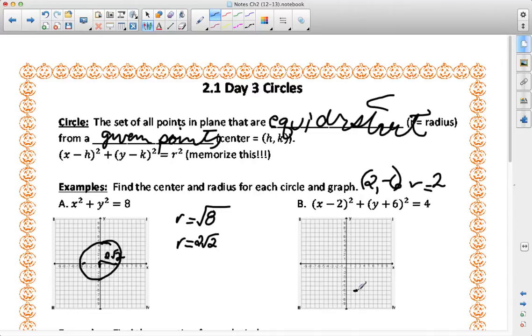So give yourself some points that have a radius of 2, a distance of 2 from that center, so you know how to connect your dots. So 2, negative 6, and a radius of 2. Here, here, here, and oops, I was over too far. And we sketch in our circle from there.